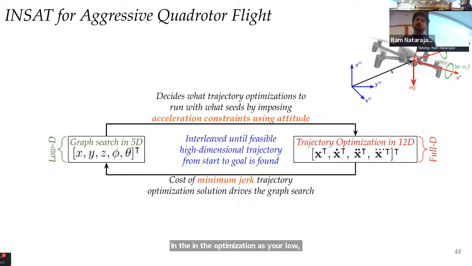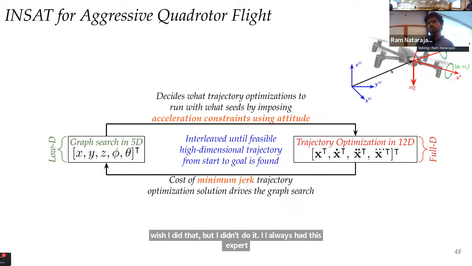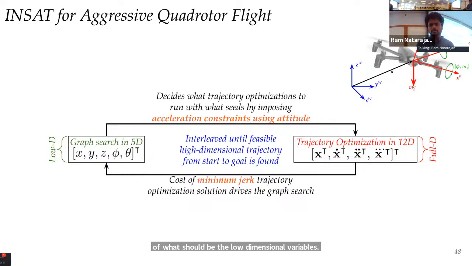I haven't done a ton of exploration into picking arbitrary low dimensional variables. I wish I did that, but I didn't do it. I always had this expert handpicking of what should be the low dimensional variables, but that's the answer.